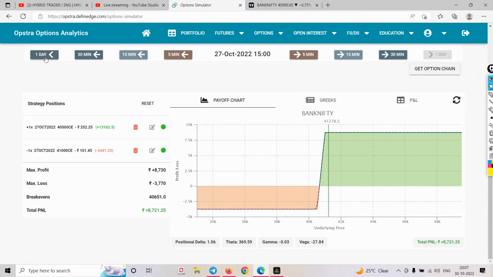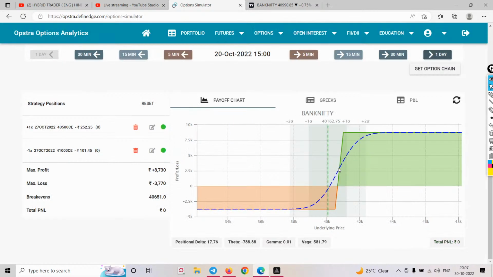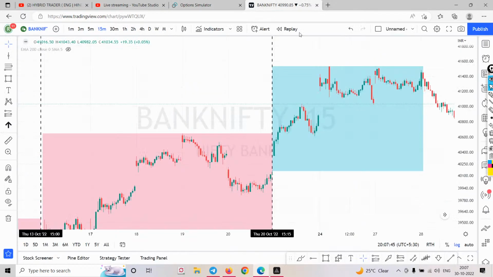Now I'll get it back to day 1. I don't know why Opstra is slow, but let's see. I'm not sure whether we are going to face a challenge or not. Now I'll try to deploy a put debit spread. We all know that we are going to lose, because we are deploying a put debit spread, so we thought the market will go down, but we all know the market has come up.